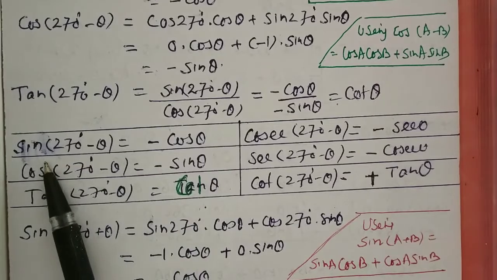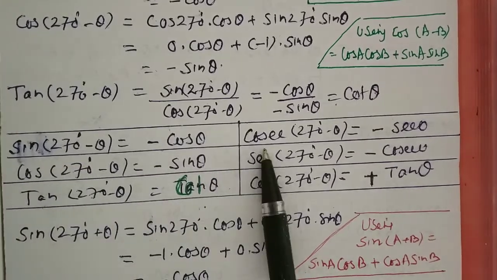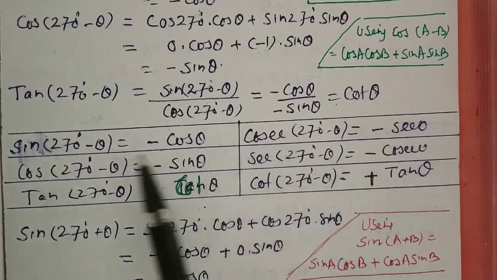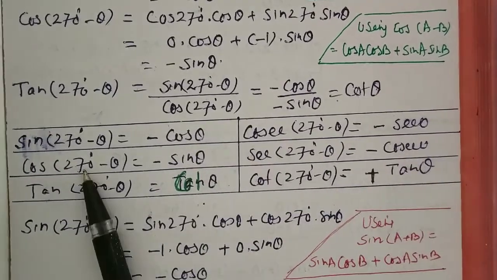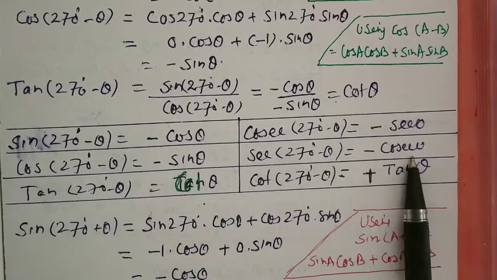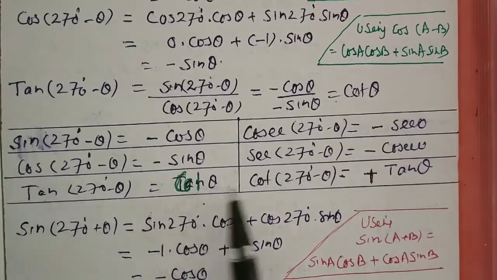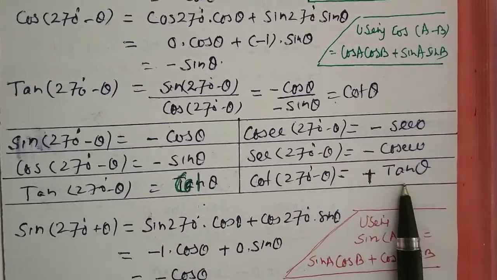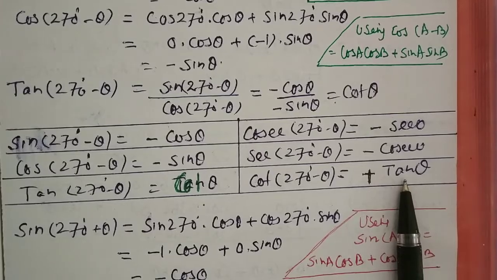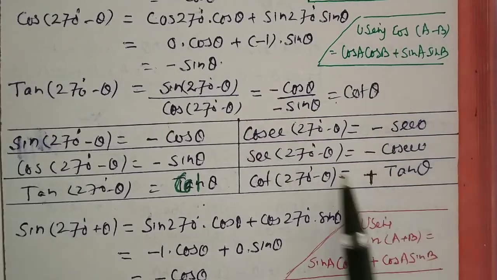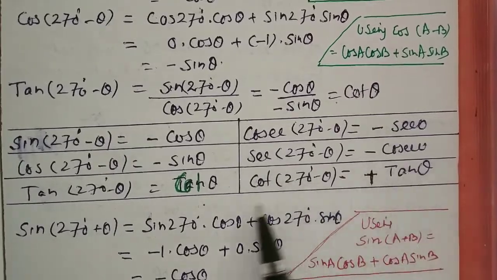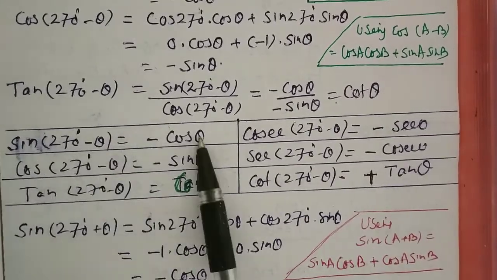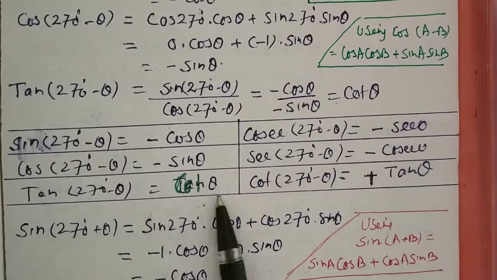The reciprocal of sine is cosec. In the case of cosec, sine becomes cos, then cosec becomes sec. Cos becomes sine, then sec becomes cosec. Tan becomes cot, then cot becomes tan. Like class 10, you must have heard or known that cosec becomes sec, sec becomes cosec, and cot becomes tan, sine becomes cos, cos becomes sine, tan becomes cot.